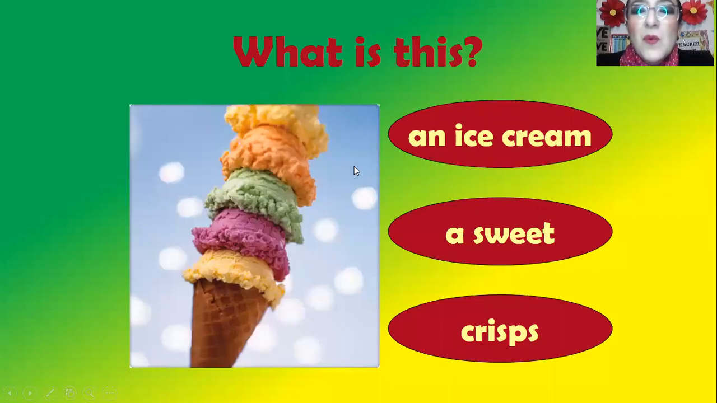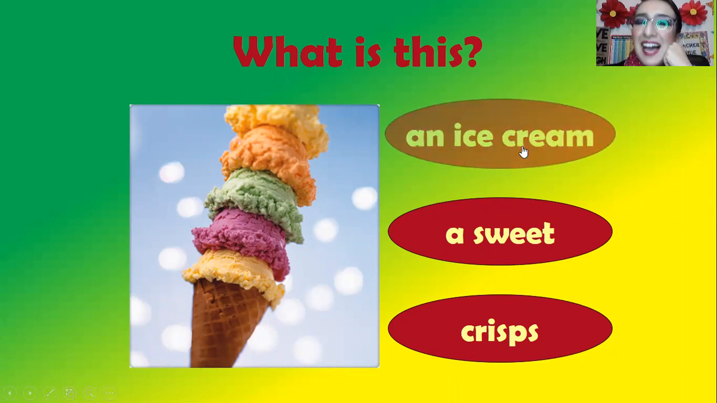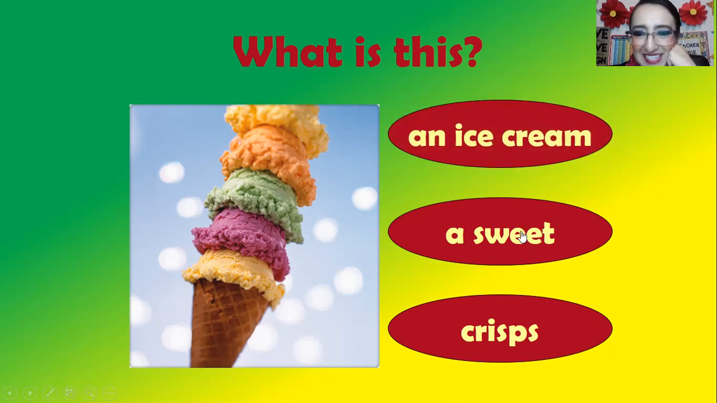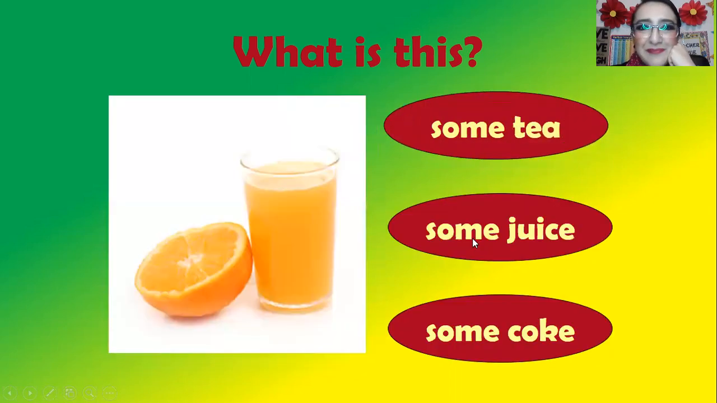For example, what is this? An ice cream, a sweet or crisps? Esas son las patatas fritas. Las crisps son las papas sabritas. Crisps. Las sabritas de que no puedes comer solo una. Ice cream. Excellent. No sweet, no crisps.